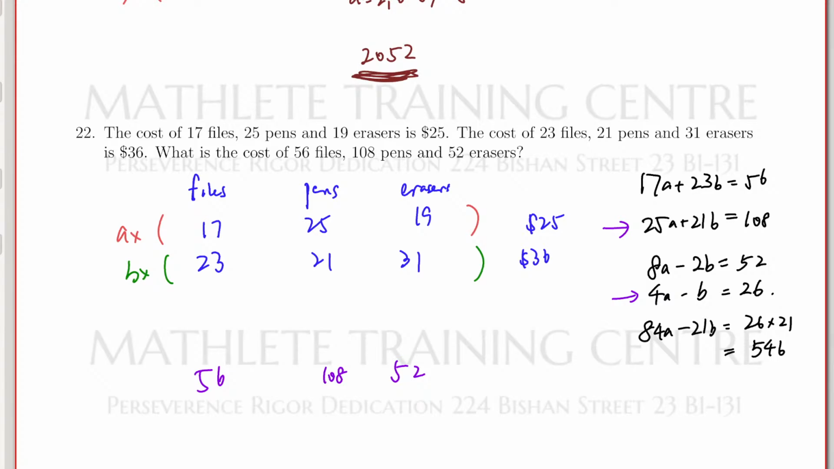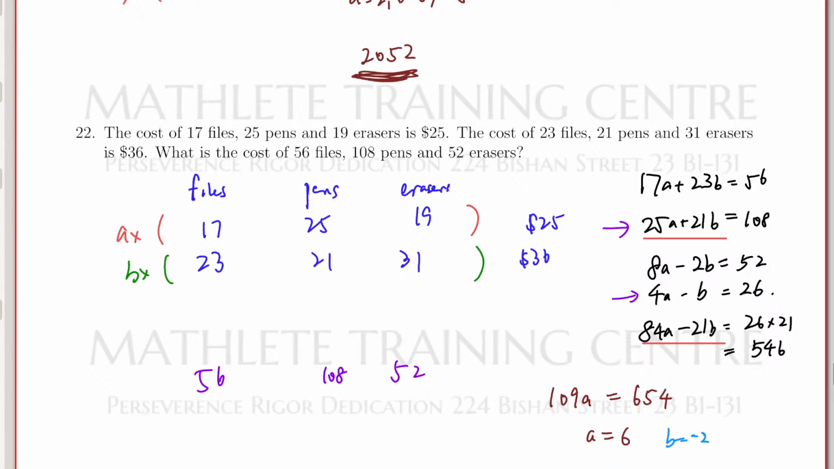Okay, and then if I combine this equation and this equation together, the result I'll get is 109A is 108 plus 546, that's equal to 654. So dividing by 109, 654 divided by 109 is exactly 6. So A must be 6. Then put it inside, for example, this equation, 4A minus B is 26. What do you get? B must in fact be equal to negative 2. Right, so here you have to deal with negative numbers.